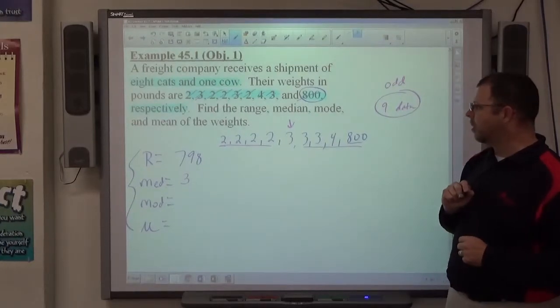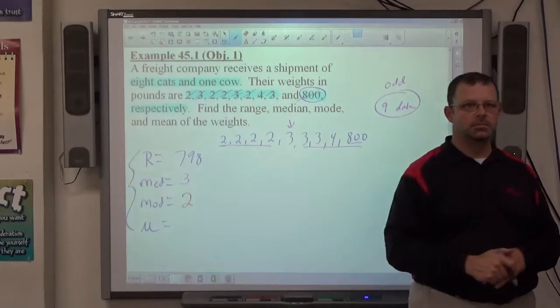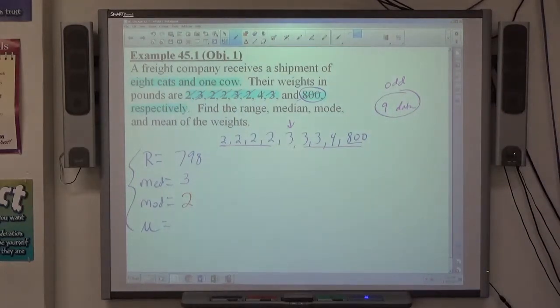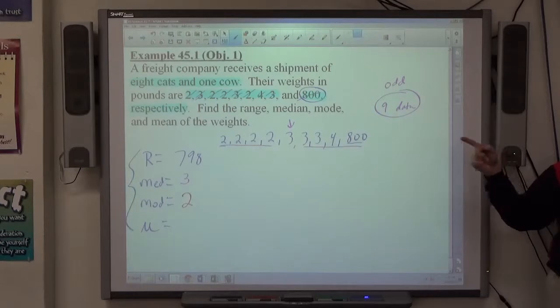Mode is the one that happens the most, which is? Two. How many modes are possible? It just depends on how many. At the time, it could be one. If there was 4 3s, then you could have more. There could be 1,000. It depends on how much data, but there's no limit on how many modes there are. If several numbers happen 4 times, they're both the mode.